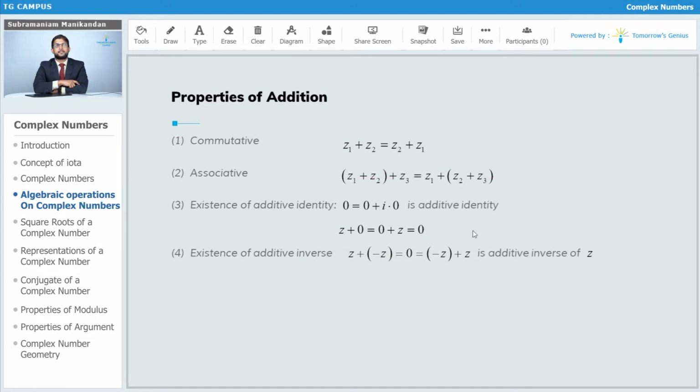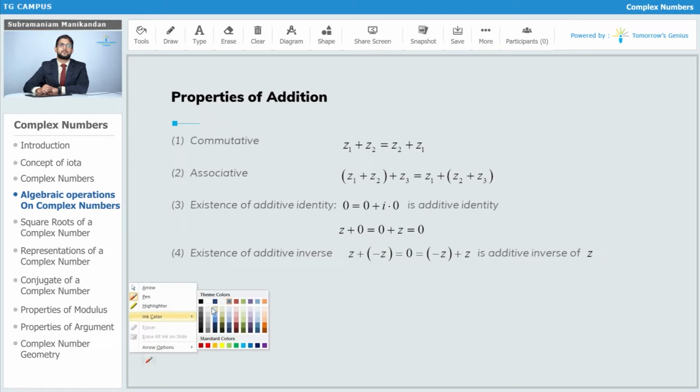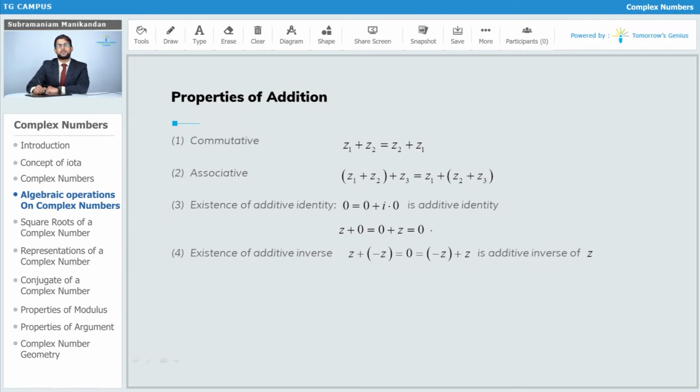And then there is the existence of additive identity. That is, if I have a complex number z and if I add the complex number 0 to it, I'll get back the complex number z. So therefore that is the existence of additive identity. So here I'm going to write 0 plus z, it's equal to z only.